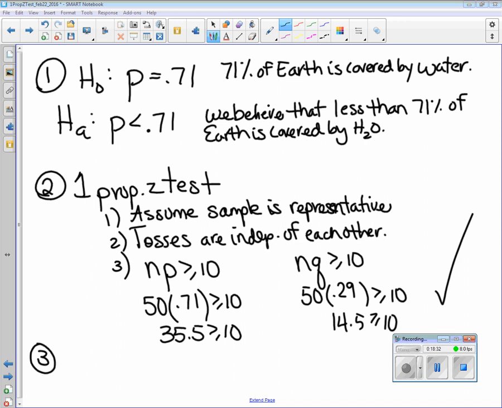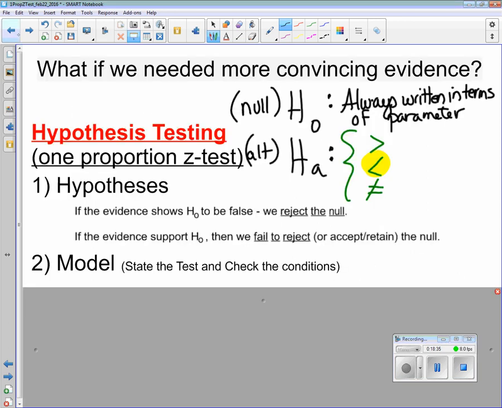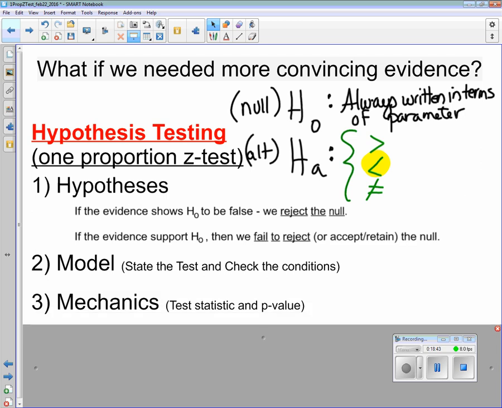If you look at your notes, what do they say? What was the third step? Complete the test. Didn't they say mechanics? Okay, so mechanics of the test. There are two things you need to find with the mechanics of the test: the test statistic and the p-value. Both need to be done in step 3.